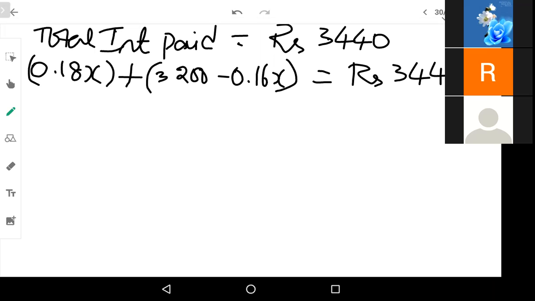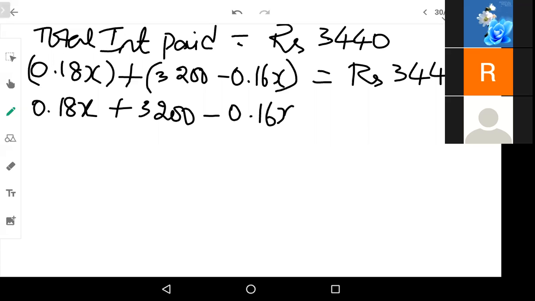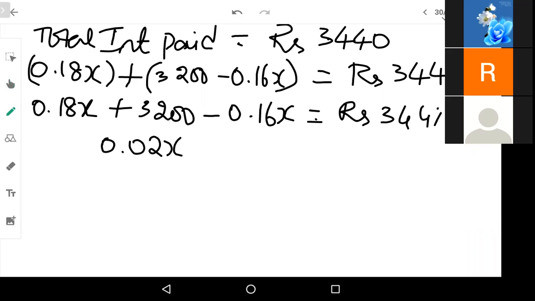Okay. Now here, let us do the simplification. Now we have got the complete equation. Now we have to do the simplification. 0.18x plus 3,200 minus 0.16x. Now we have 0.18x minus 0.16x. So if you minus these two, how much do you get? 0.02x. Correct? Here, this side you have to write 3440.